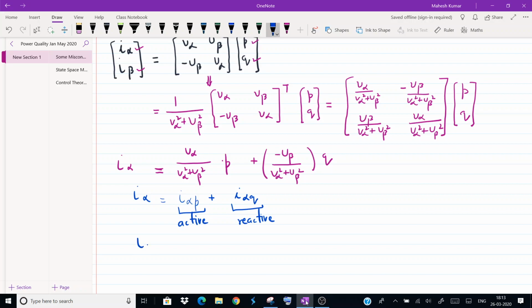And I beta therefore is equal to B beta by (B alpha square plus B beta square) into P plus B alpha by (B alpha square plus B beta square) into Q. This is also called I beta P plus I beta Q. So we are able to express these components in terms of the active and reactive components of alpha and of beta.